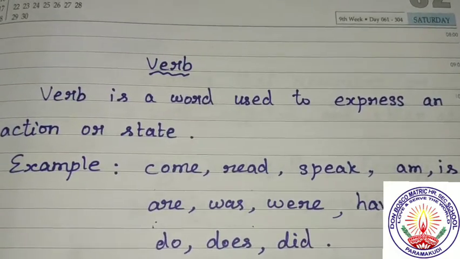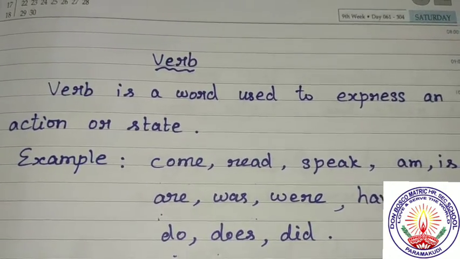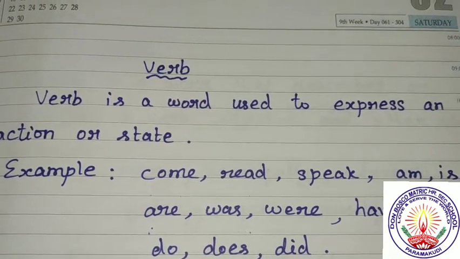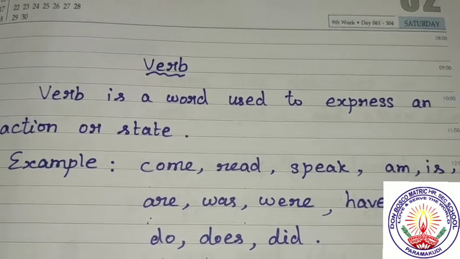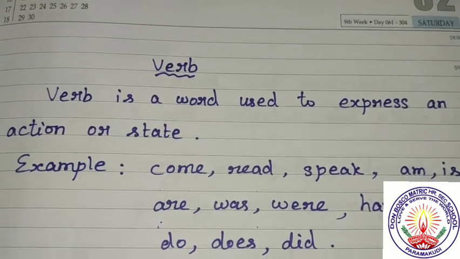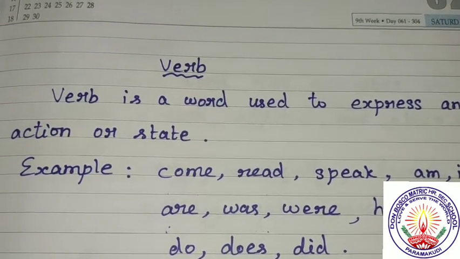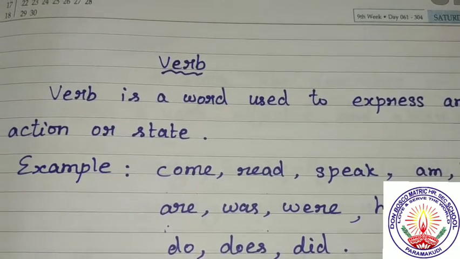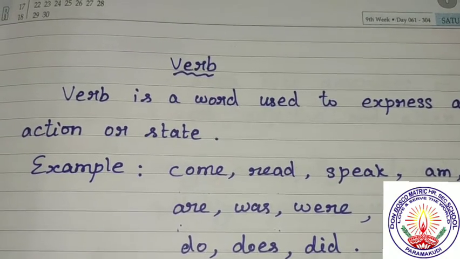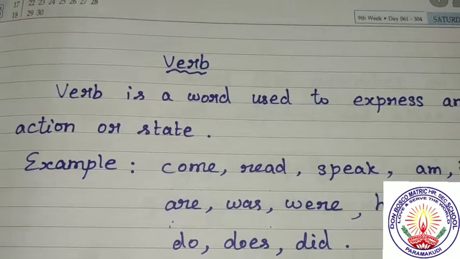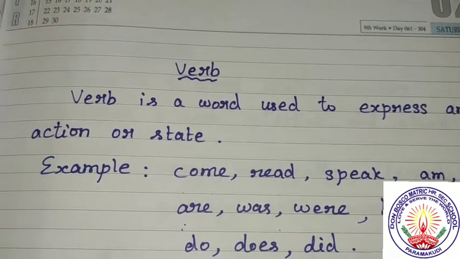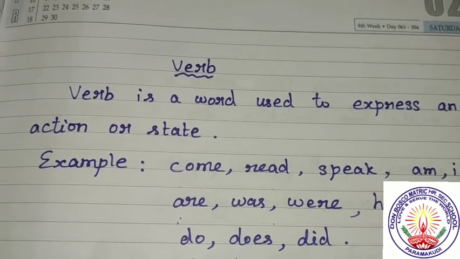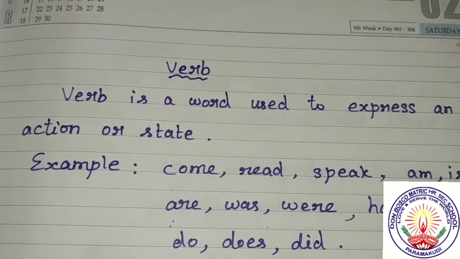The next one is a very important thing, verb. A very important part of speech. Why is it very important? Without a verb we cannot make a sentence, and also the verb indicates the tenses, whether it is present, past or future tense. So it is a very, very important part of all parts of speech.